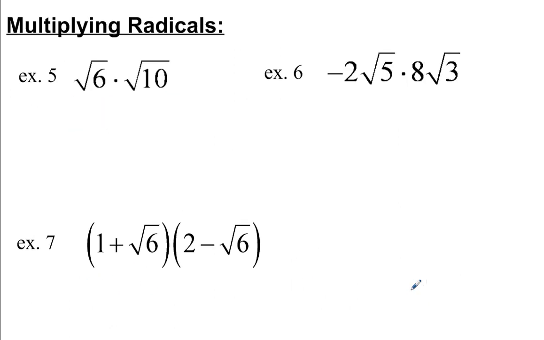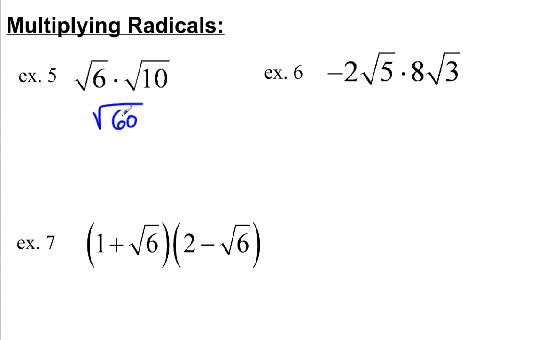Now we're going to get into much easier stuff. Adding and subtracting is hard work. You have to get like radicals, kind of like adding and subtracting fractions. You have to get common denominators. But multiplying, you don't need anything like that. You just go ahead and multiply, just like we do with our fractions, right? So we just multiply. Multiply the radicands. So you just get 6 times 10, 60.